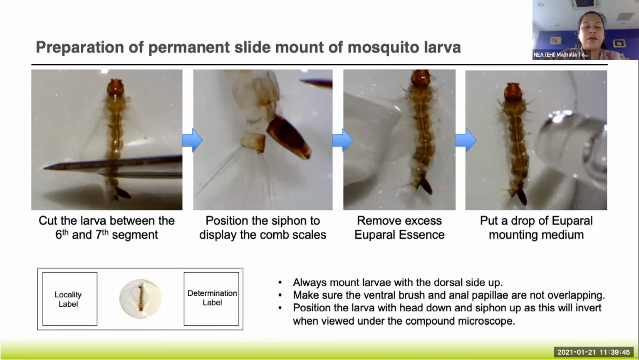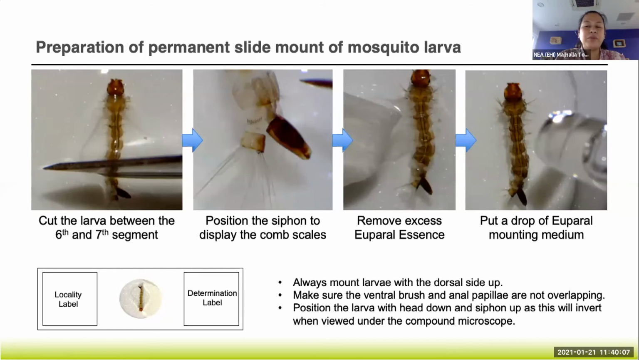That means when you view it under the microscope, the dorsal portion is the first part that you'll see. If you look at the head, you're looking at the dorsal part or the back of the head and not the mouth brush. If you're seeing the mouth, then you put it wrongly because you're then viewing the ventral side.